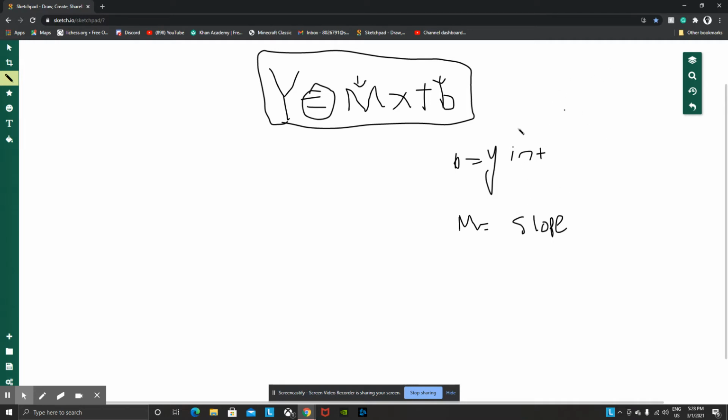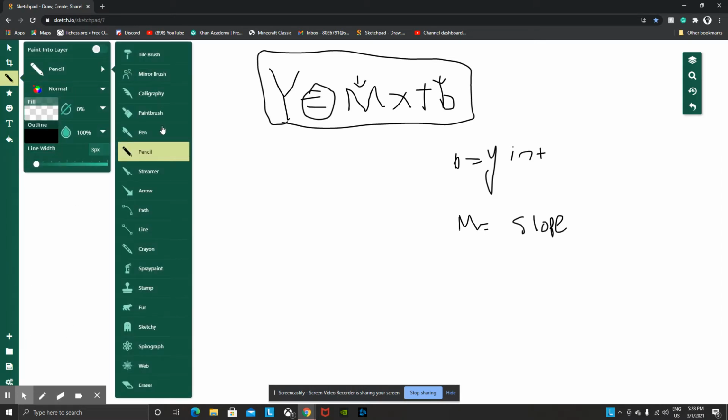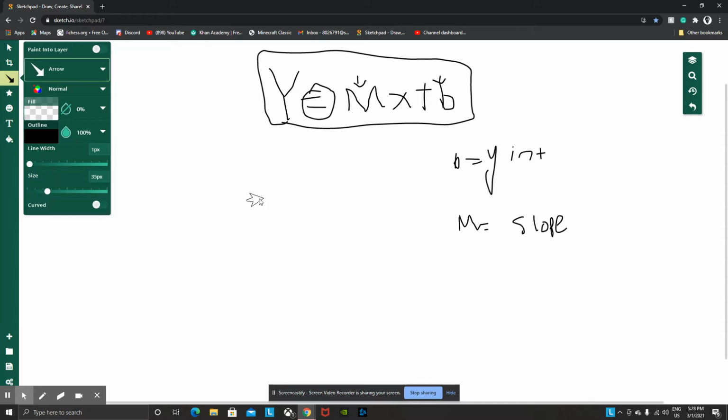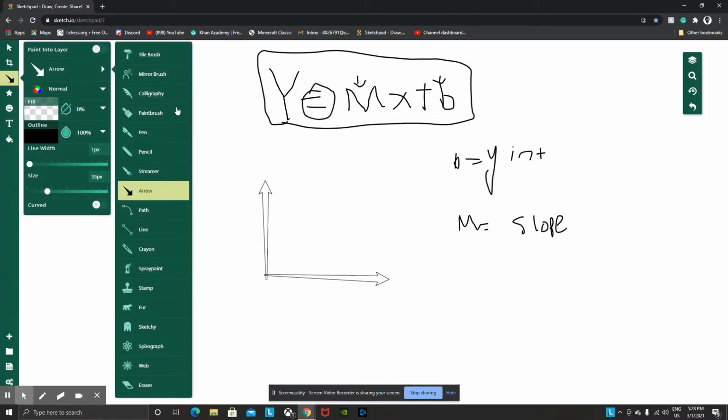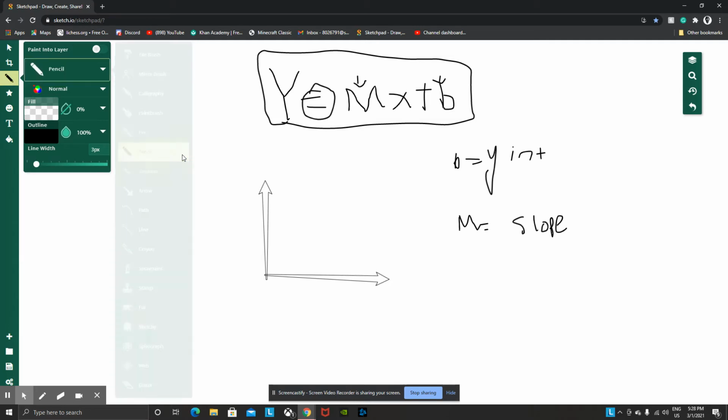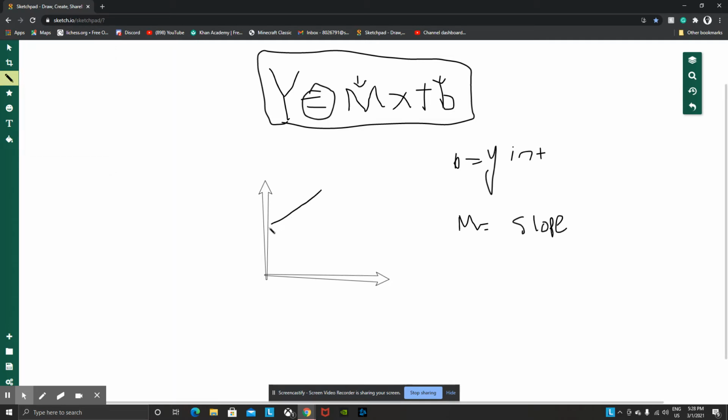Let's quickly draw a line or a graph. This here and this here. So now if we draw a line, alright, this line. Now we've got to put it into this formula, y equals mx plus b. So we're going to have it in this format.